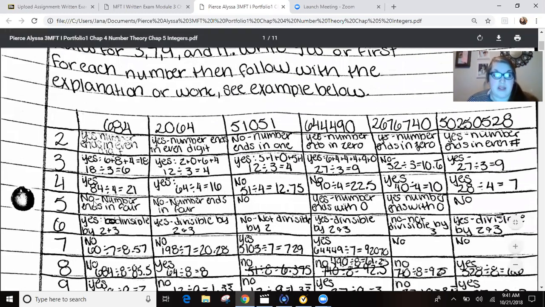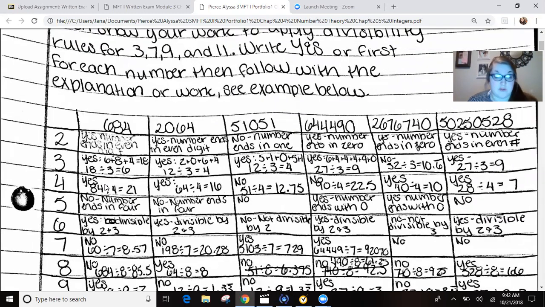So for 4, we take the last 2 digits. If those are divisible by 4, then so is the whole number. 84 divided by 4 is 21, so yes. 64 divided by 4 is 16, so yes. 51 divided by 4 is 12.75, so no. Here we have 90 divided by 4 is 22.5, so no. Yes, because 40 divided by 4 is 10. Yes, because 28 divided by 4 is 7.